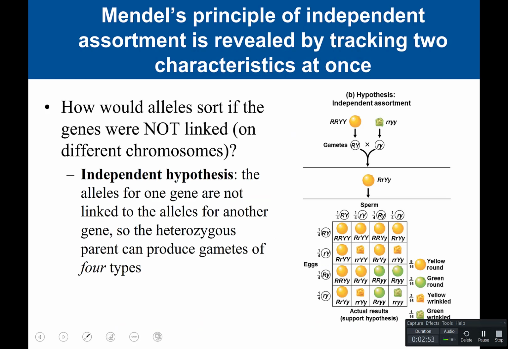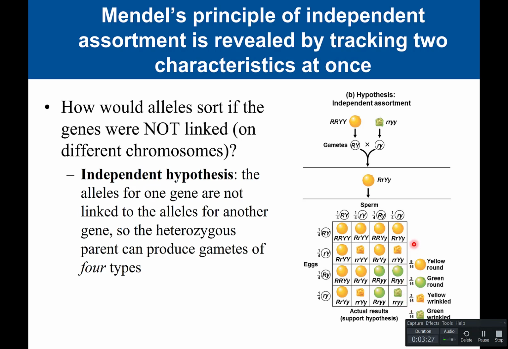So if we look at our 4 possible gametes, remember that they can come from both parents. So here are my 4 possible gametes: big R, big Y; little r, big Y; big R, little y; little r, little y. And that's the same for both the egg and the sperm. So now if we were to fill in our Punnett square like this, notice that our probabilities are different than the dependent hypothesis. In the dependent hypothesis, remember we expected 3/4 yellow and round and 1/4 green and wrinkled.